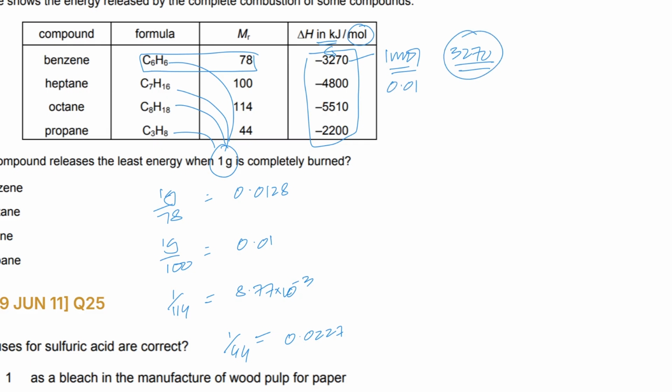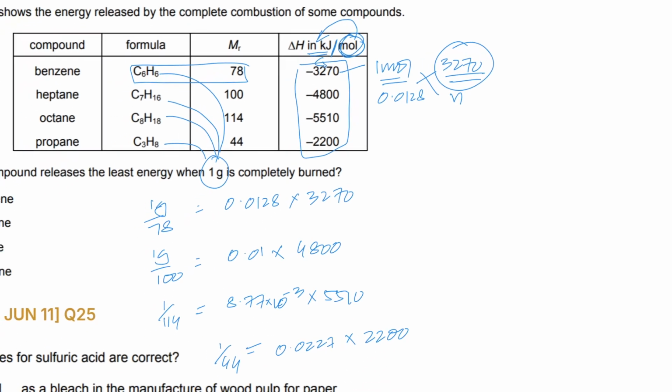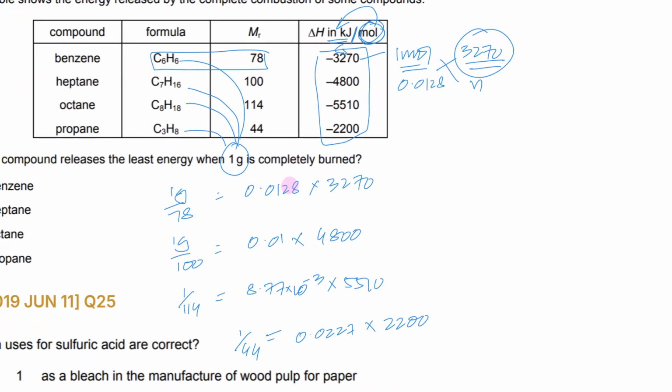So for 0.0128, how much would be released? I'm just going to cross multiply. Basically I'm going to take the moles and multiply it with the energy. So take the moles, multiply it with 3720, multiply this with 4800, multiply this with 5510, multiply this with 2200. The only fact you need to know is that for every 1 mole, this much energy is given out. Because you're given only 1 gram, for these many moles, how much energy will be given out? So you just cross multiply. So what do you get?